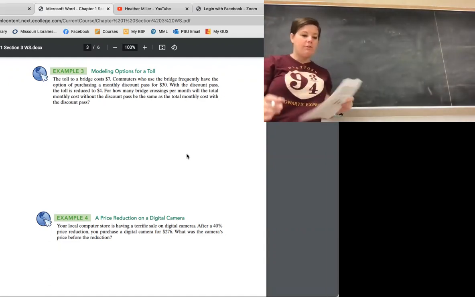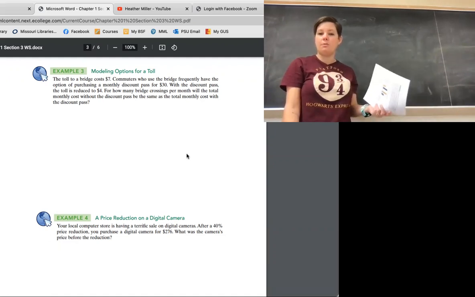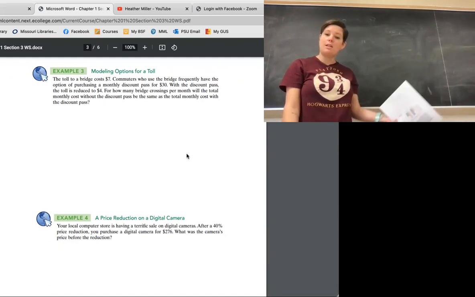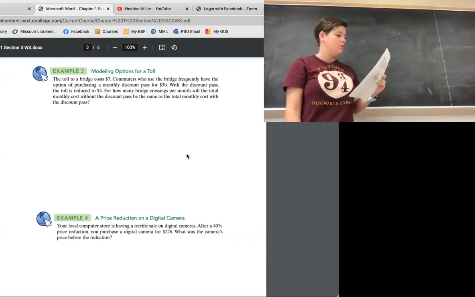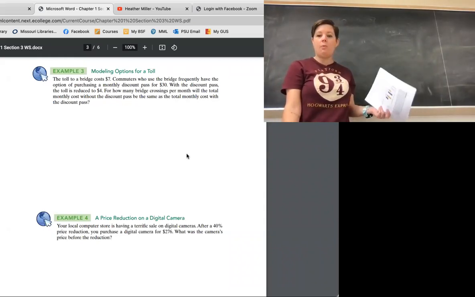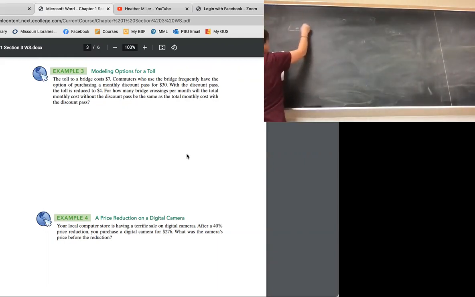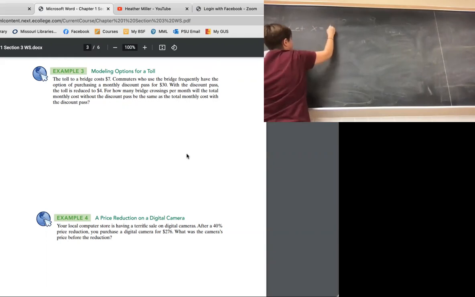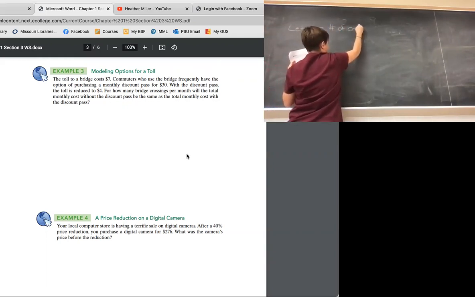So we want to find out how many crossings we need to make across this bridge every single month in order for it to actually make sense for us to use the discount pass versus just paying every single time we go. So we don't know how many crossings. That's what it says. We need to find out when the costs are equal. So we're going to let x equal the number of crossings. That's what we're going to find out.